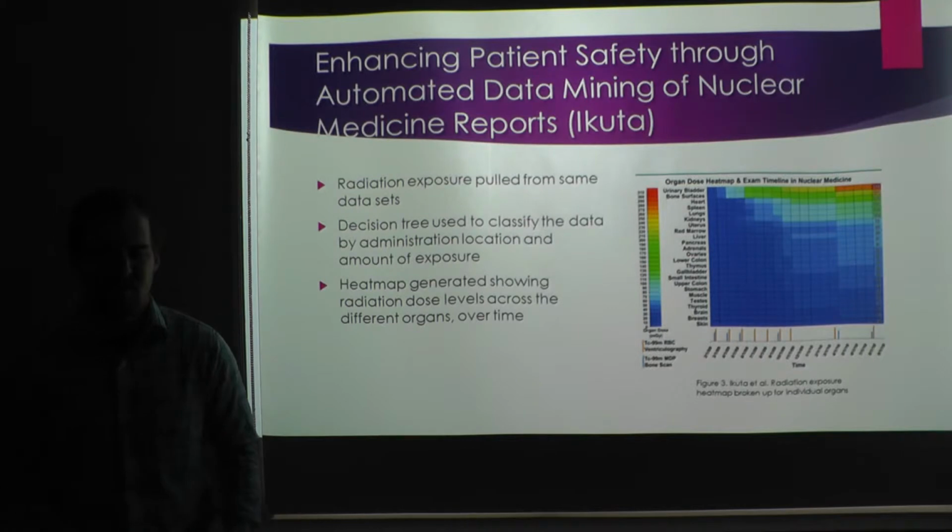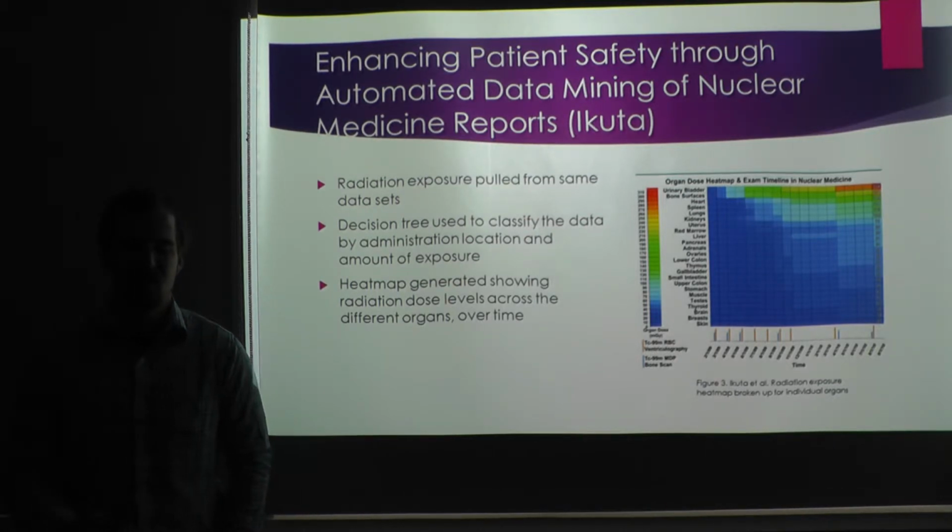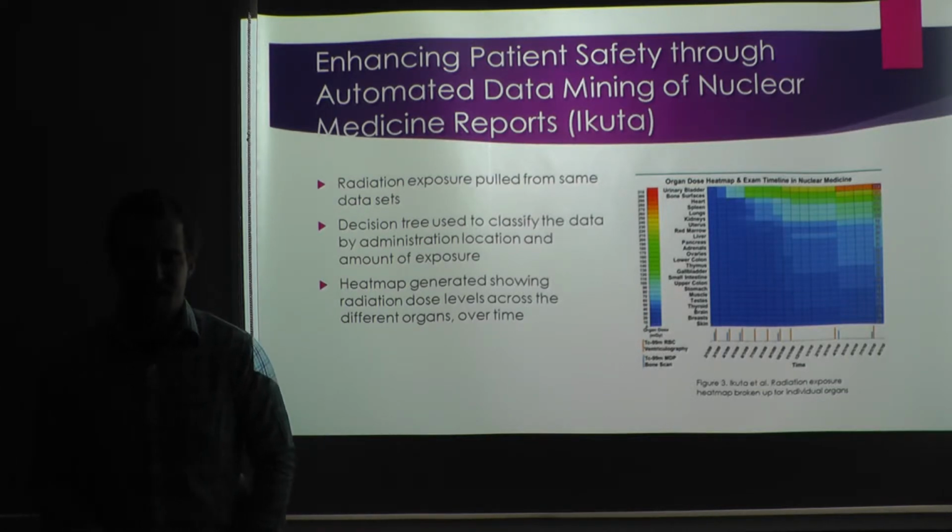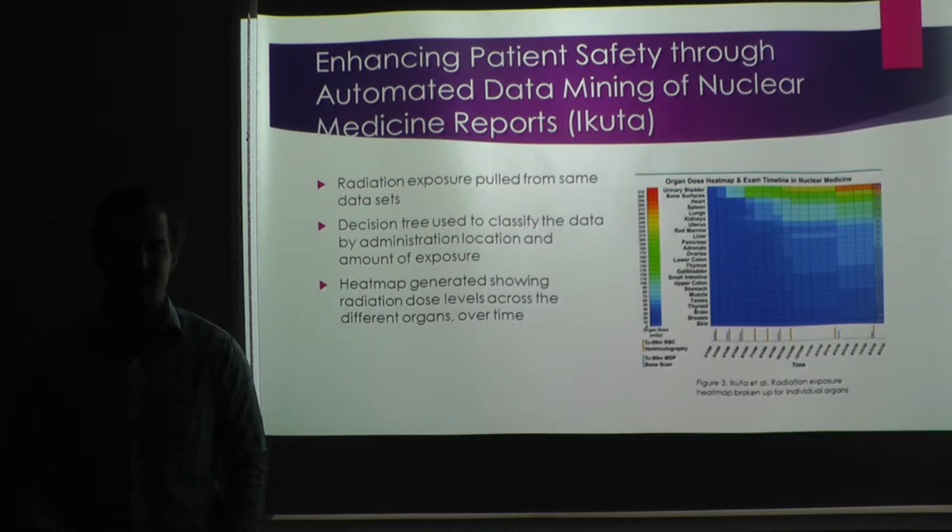They also did the same thing for radiation levels. So radiation exposure was extracted in the same way, and they used a decision tree to classify where the radiation was being administered and the amount of exposure that was being used. And then a heat map was used to show radiation doses across several different organs, which are on the y-axis, time is on the x-axis, and then the color of the heat map is how much radiation was used, with red being more radiation.